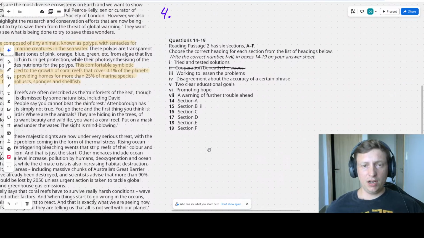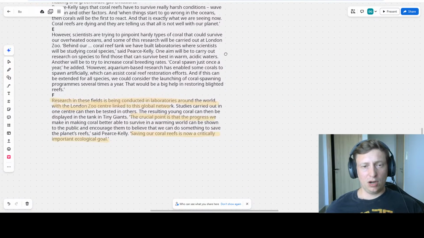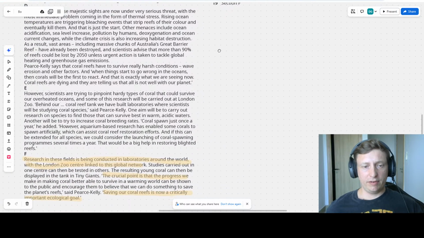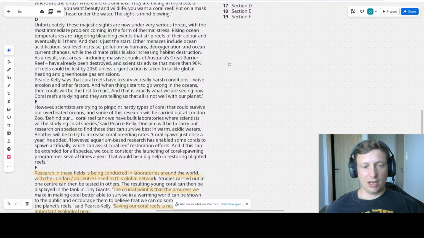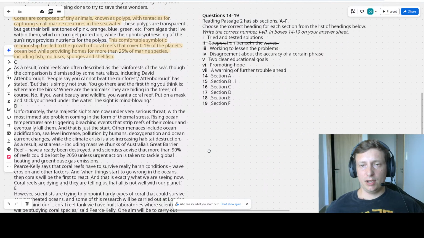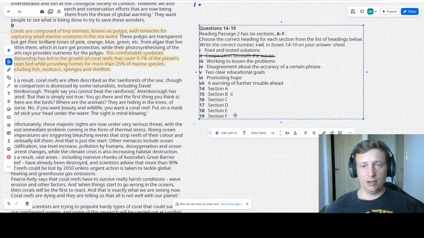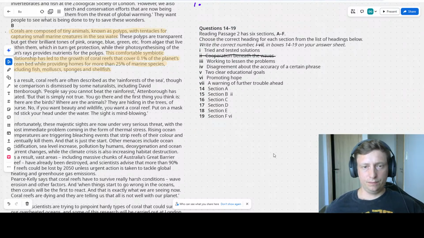A warning of further trouble ahead, maybe as well. But if we think about this logically, is this more about the positive aspect, so hope, or more about the negative aspect, the troubles ahead? And they are using positive language here, like saving, rather than words which are negative. So we can go ahead and pop in VI for, I believe that was paragraph F. And then we can put a line through this.